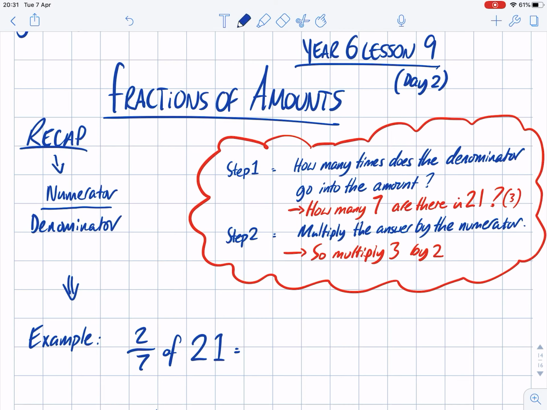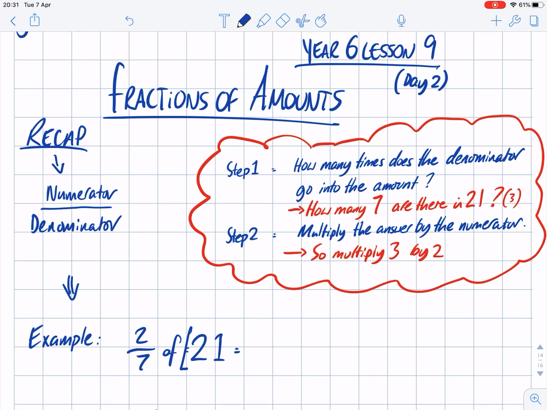Just remember, with any fraction, you've got a number above the fraction line and a number below. So the number above is called the numerator, and the number below is the denominator. So you can see in our example underneath, there's 2/7 of 21. I'm going to put a pound sign in front of that, okay?